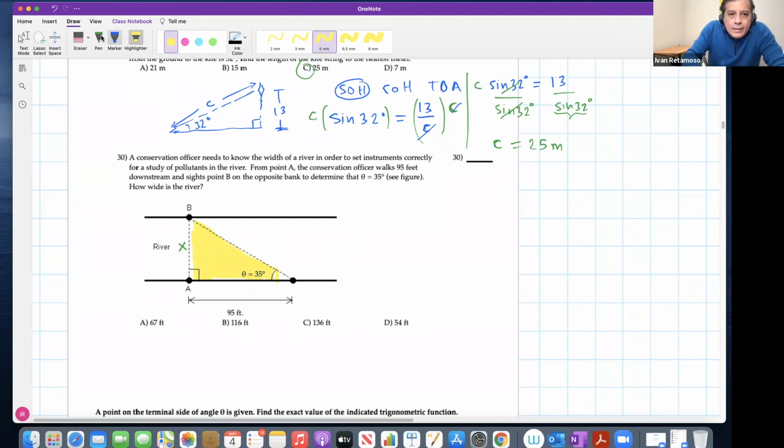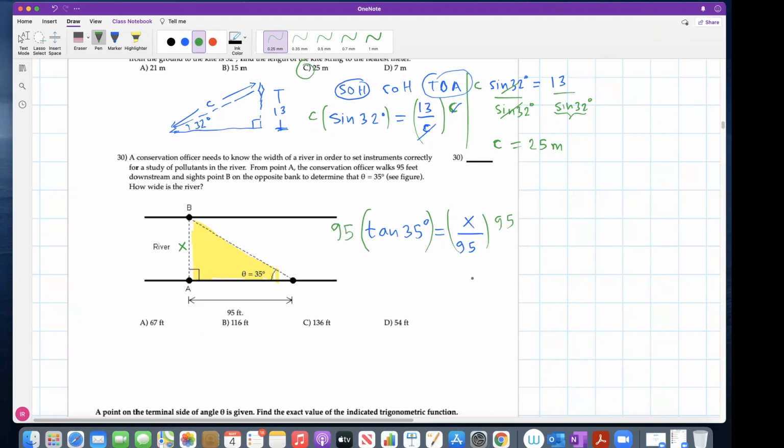Very good. Tangent, because tangent, according to TOA, is opposite over adjacent. So use tangent for this river problem. The other functions are not going to help you. Tangent, opposite over adjacent. Multiply both sides by 95, and that should lead us to the answer. I'm calling this X, Sergio. I could have called it B, A, any letter of the English alphabet.